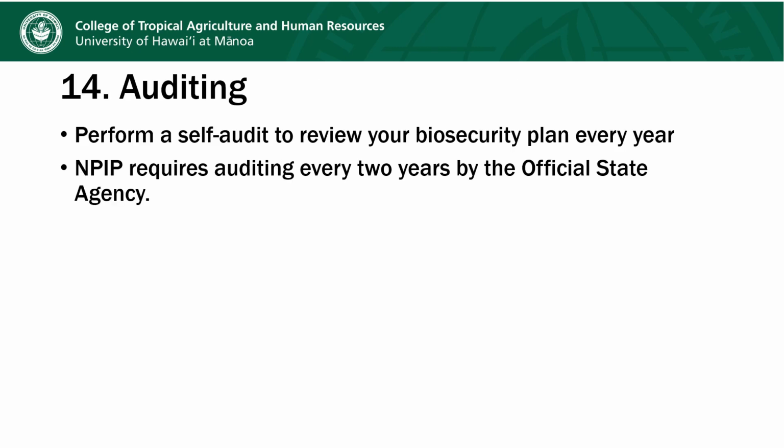Number 14, auditing. Finally, you must conduct a self-audit or review of your biosecurity plan every year. Participation in regulatory programs typically also require audits of records. For example, for the National Poultry Improvement Plan, auditing must be completed every 2 years by the official state agency. Here in Hawaii, that would be the Hawaii Department of Agriculture.